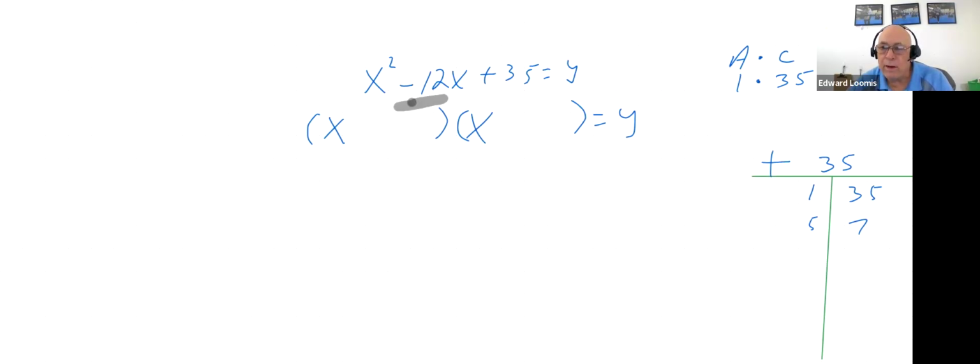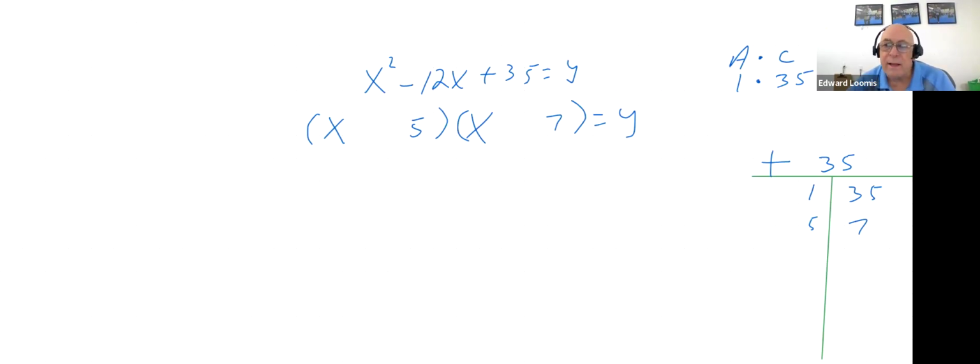So there's only one that's going to do it, 5 and 7. 5 times 7 is 35. 5 plus 7 is 12. That's the only possible combination that would fit both rules.